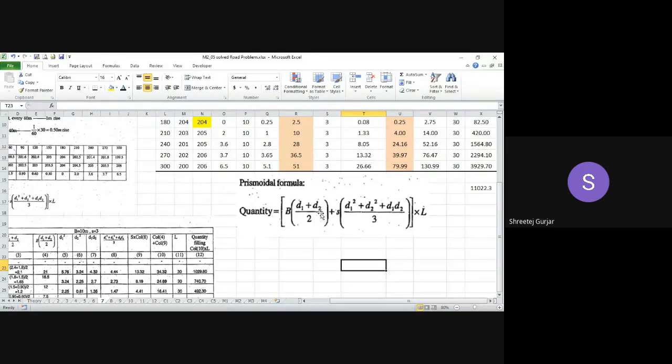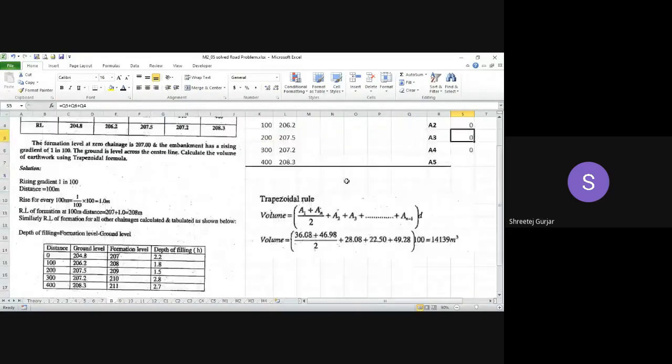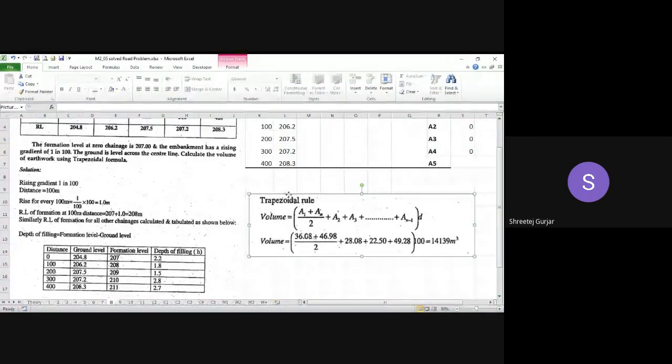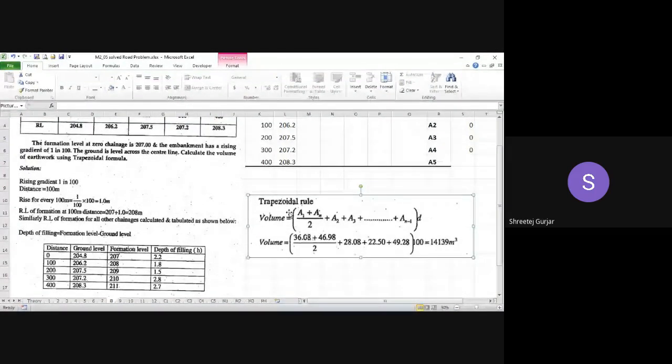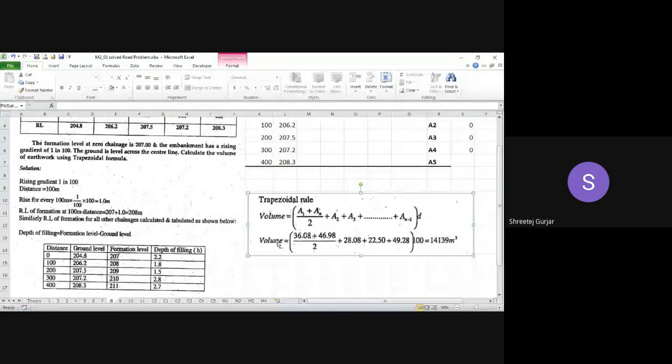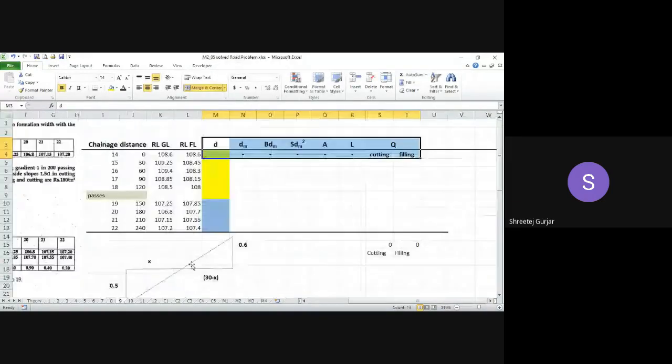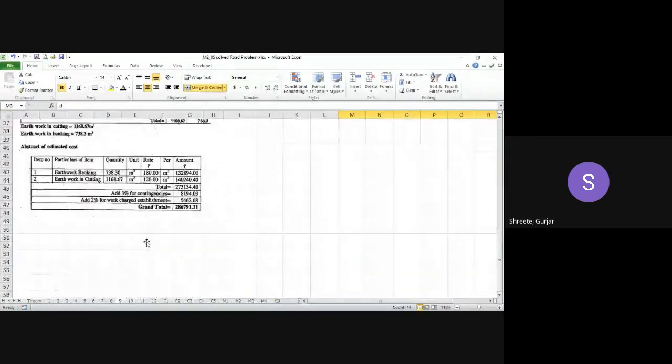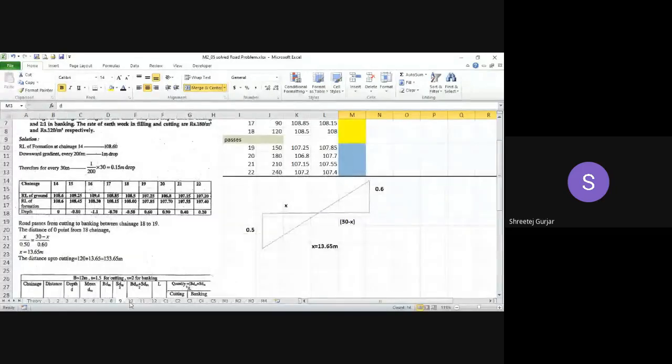And we have also looked at how you calculate if you have multiple cross sections. You use this formula. If you have multiple cross sections, you use either the trapezoidal formula, or you can go for the Prismoidal formula, wherein you have D by 3. D by 3, you have this, sorry. It is not over here. Let me just check.